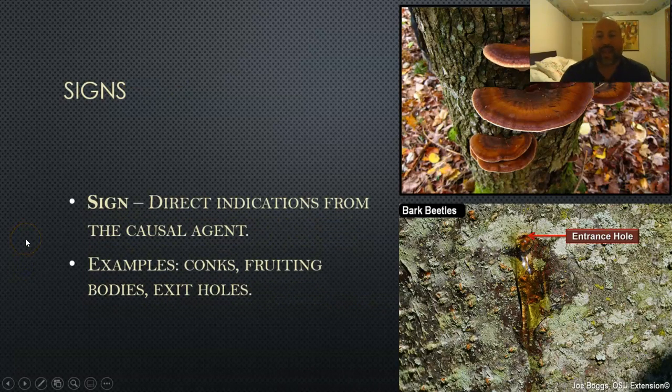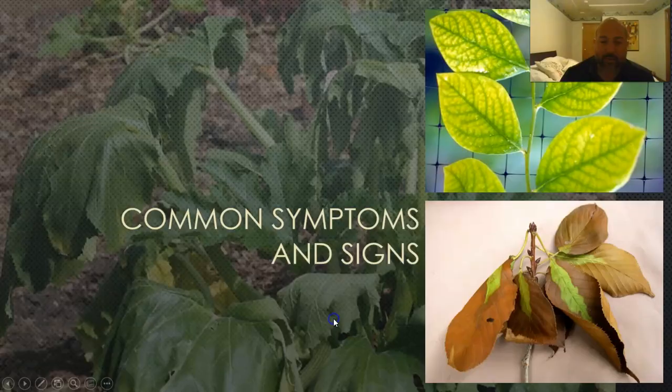In terms of signs, they are direct indications from the causal agent. Some examples of signs would be conks, fruiting bodies, or exit holes. If we look here on the right, we can see some fungus fruiting bodies, so we know there's an obvious problem happening in this tree. Down here, we've got an entrance hole for bark beetles, and we see some sap exudation. Those are the type of things that are really obvious signs and not so much symptoms.